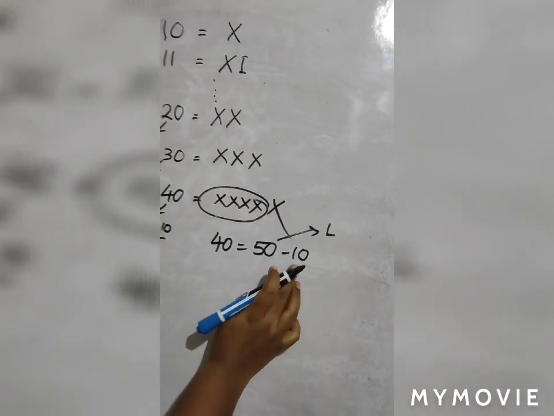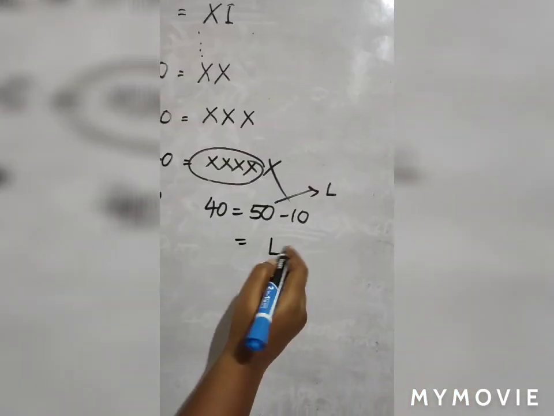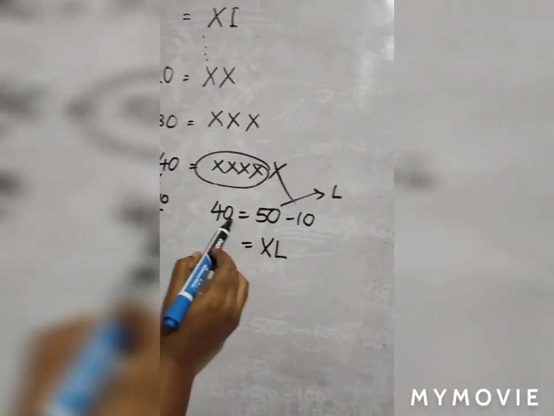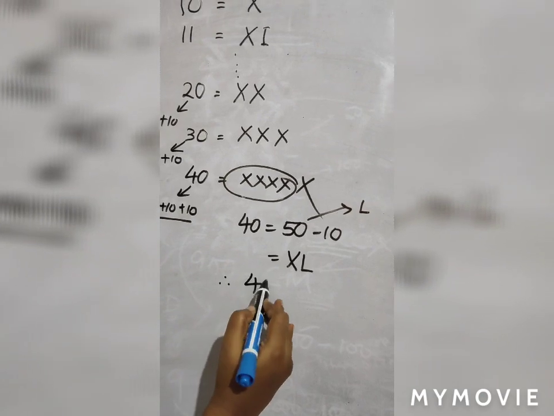Okay, so I will write L, and since I have to subtract 10, to the left of the L I'll have to write X. Okay, so XL gives me 40.